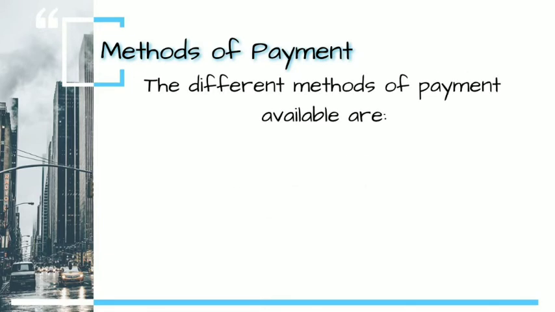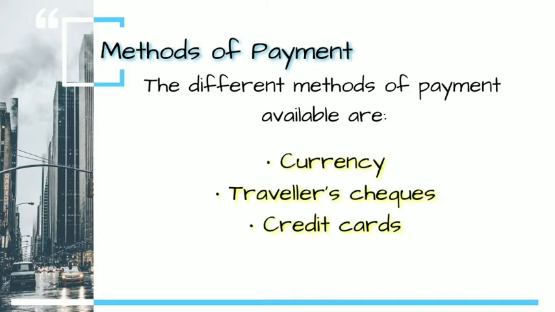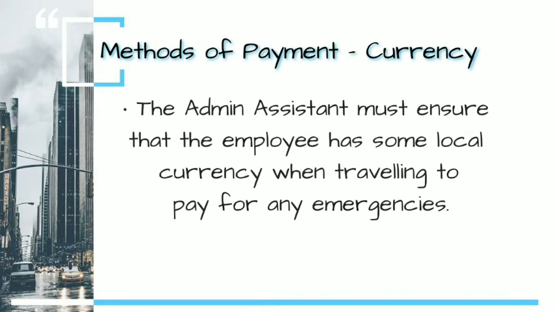The different methods of payment available are currency, traveler checks, and credit cards. The first one is methods of payment: currency. The admin assistant must ensure that the employee has some local currency when traveling to pay for any emergencies. For example, the employee travels to a company because they have an appointment, but suddenly the private car breaks down and they need extra money to take a taxi.